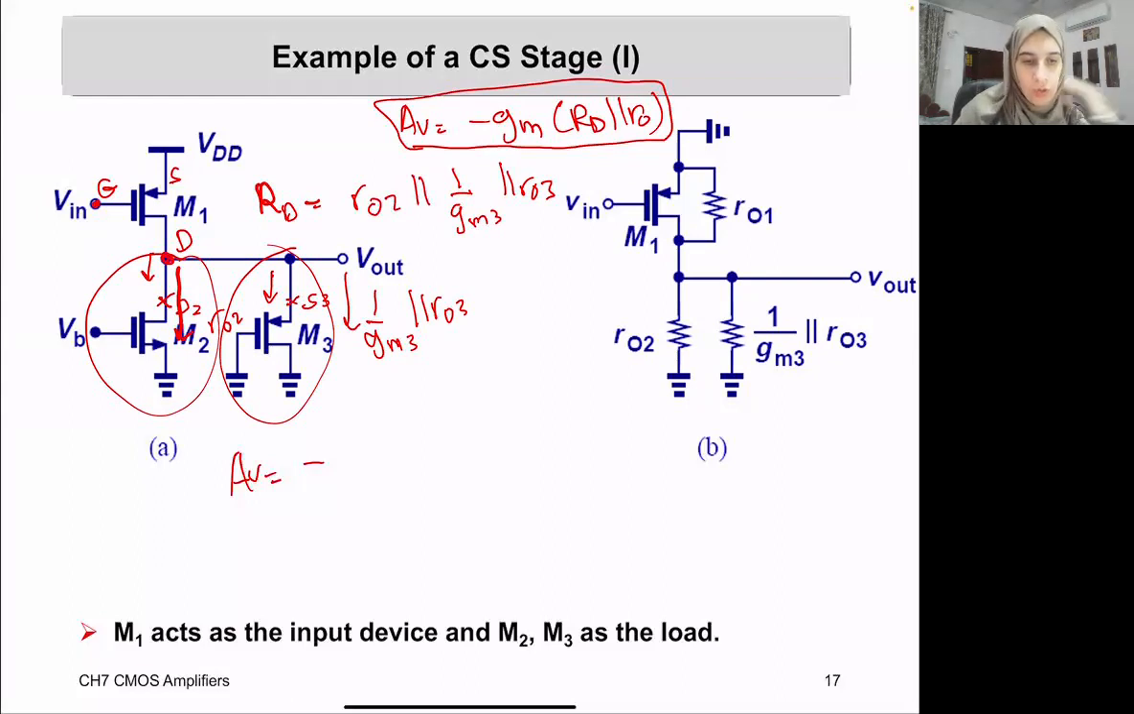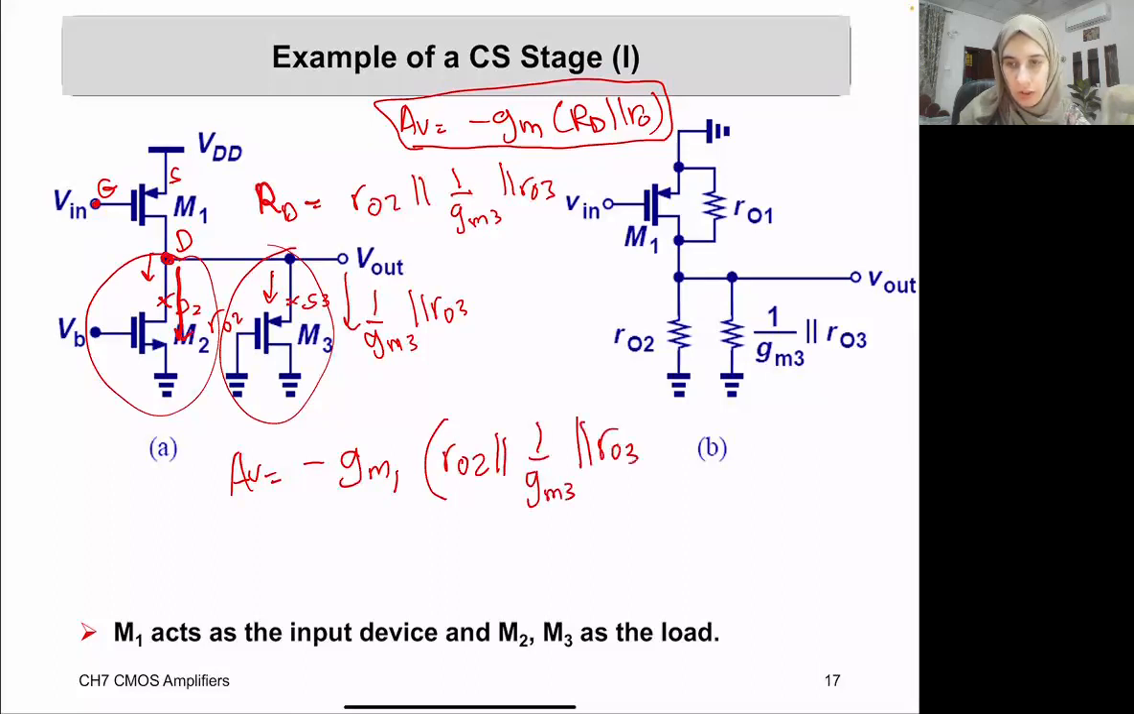And therefore, my overall gain is minus GM1. Why GM1? Because it's the transistor doing the amplification. The input is being applied on it. GM times RD, what is going to be RD? Again, it's R out 2 in parallel with 1 over GM3 in parallel with the R out 3. And I missed this, it is also in parallel with the R out of the main transistor, R out 1.